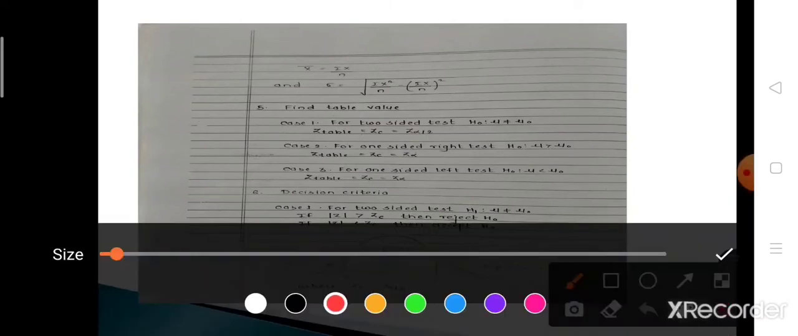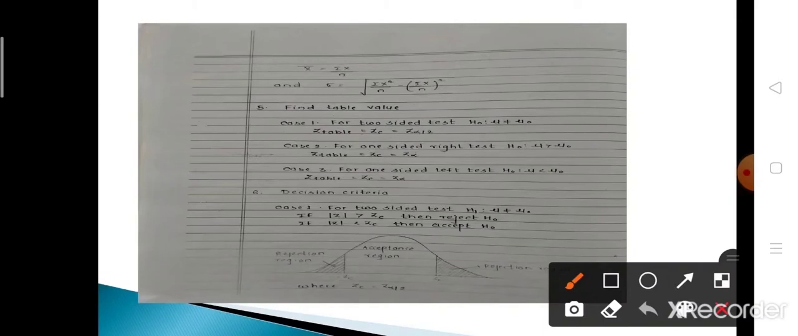One is two-sided test, then one-sided right and one-sided left. So table values for these three cases are different. For two-sided test, what is the Z table value? For two-sided test, see the statistical table value for alpha by 2, where alpha is the level of significance. For one-sided right test, see the statistical table value for alpha only, and same for one-sided left test, see the table value for alpha only.